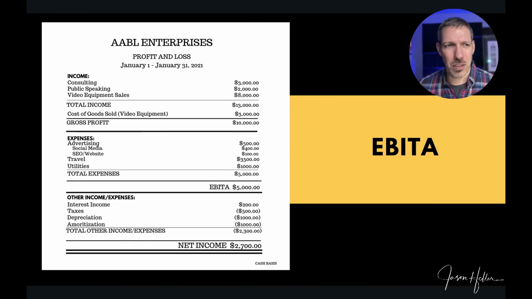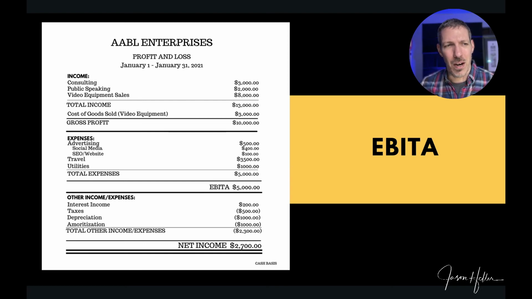So if we put all of this into a profit and loss statement, you see the way that it changes some things. The line that was previously net income has now become our EBIT line. So we have our income section with $10,000 in gross profit, our expenses with $5,000 in expenses, which leaves us with EBIT, our earnings before interest, taxes, and amortization of $5,000.